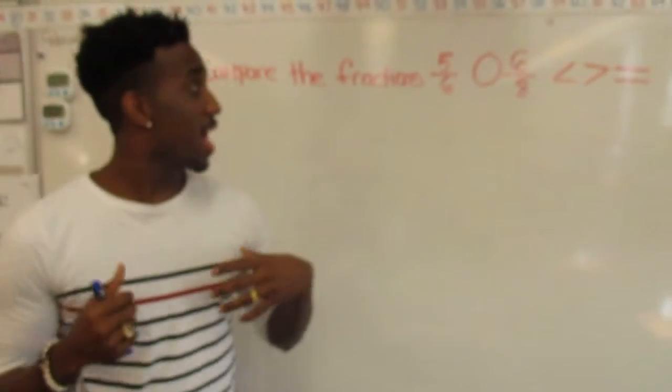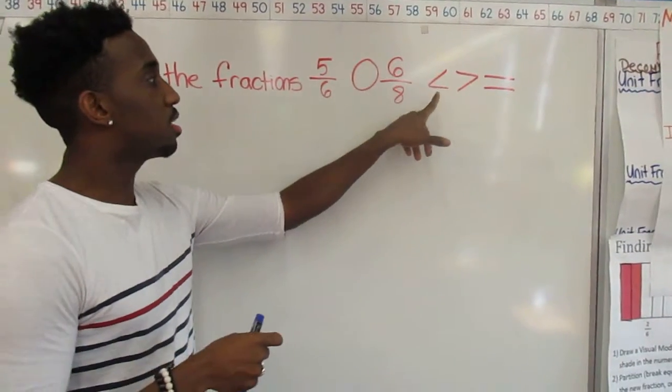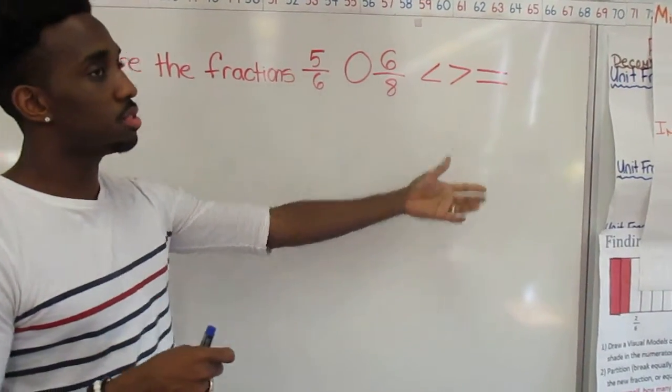Great, so now we're going to compare fractions by finding the same numerator. So here's an example. Compare the fractions 5/6 and 6/8 with the less than, greater than, or equal to sign.